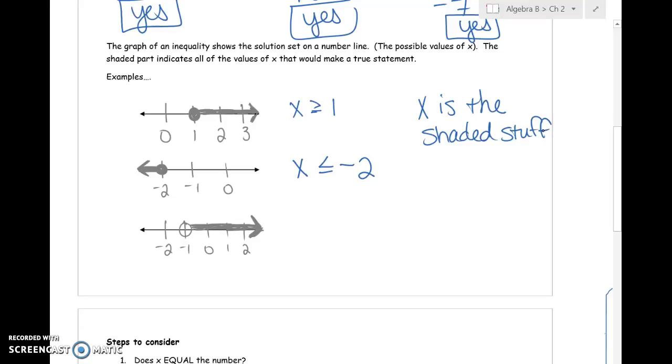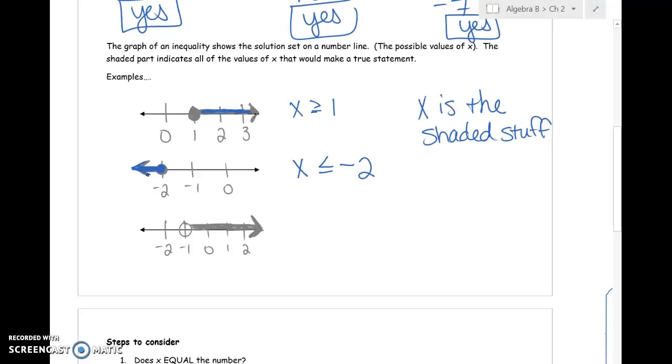X is all of the possible numbers that are greater than or equal to 1. So notice 1 is filled in because x can be 1. X could also be 2. 2 is greater than 1. 3 is greater than 1, and all of the decimals in between. So x is greater than or equal to 1 is a filled in circle shaded to the right. All of the numbers bigger than 1 are shaded in. The next one, x is less than or equal to -2. X can equal -2, so -2 is shaded in, and anything smaller, like -3, -4, -5, anything to the left is a possible value of x.